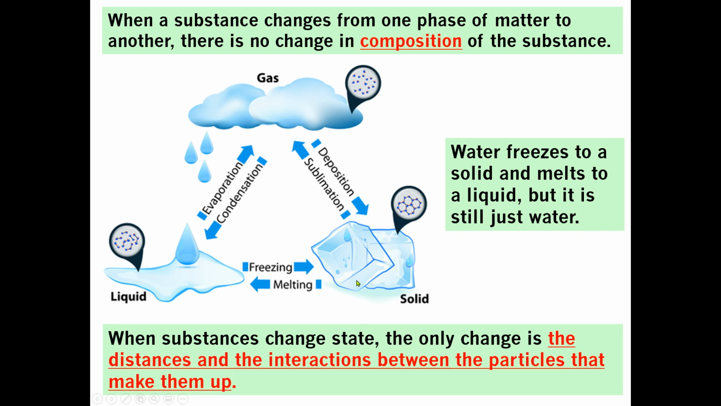When a substance changes state, the only change is the distance and the interaction between the particles that make it up. Okay, so it all depends on how close the particles are together or how they interact with each other. Meaning, are they really attracted to each other? Are they far, far apart from each other?